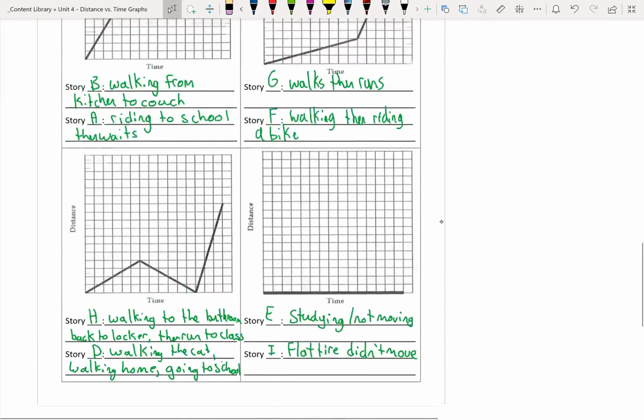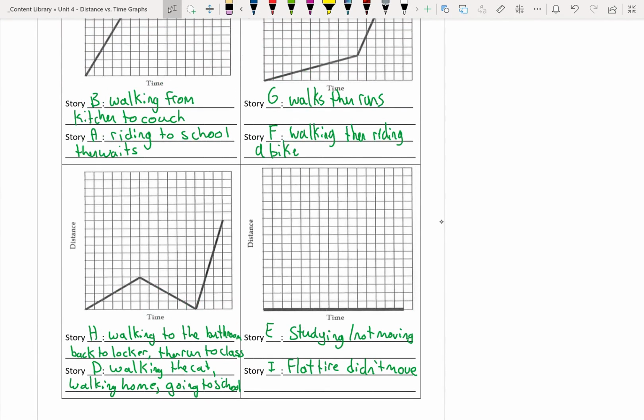So again, from this activity, the key thing was just recognizing different scenarios and different stories and matching them with the associated graphs. So it's tying in a little bit of, again, understanding the distance time graphs and what the lines represent, which we learned in our last note.